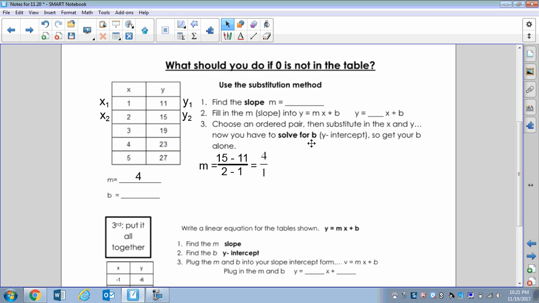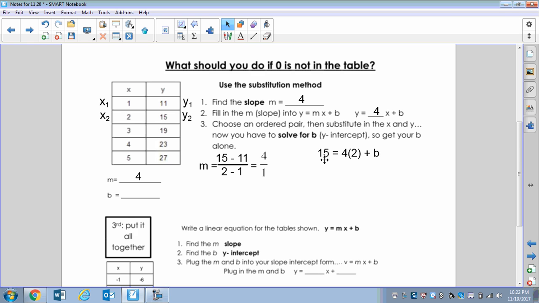And now what I'm going to do is put that into my equation of y equals 4x plus b. And I'm going to pick one of the ordered pairs and substitute in the x and y. And now you have to solve for b, or the y-intercept. So you're going to get your b by itself. So I used the point (2, 15). And so I substitute and I put the y as 15. The m was 4. And the x becomes 2.